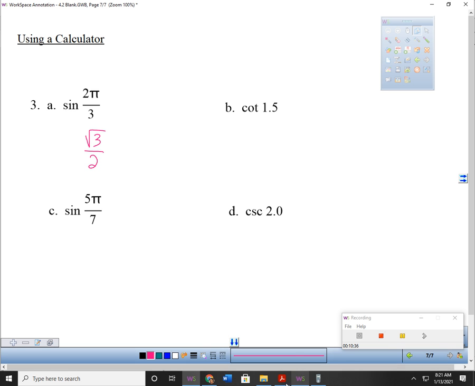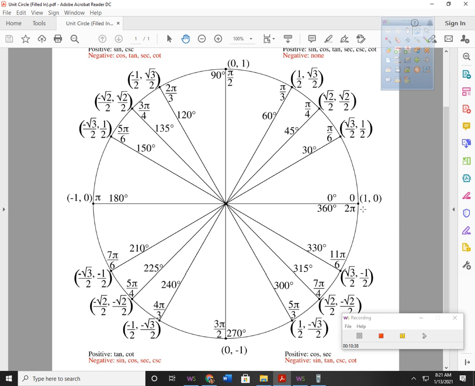And if you actually look on your unit circle, if you go to 2 pi over 3, which is right here, the y value is square root of 3 over 2, right? Your calculator is just really smart.